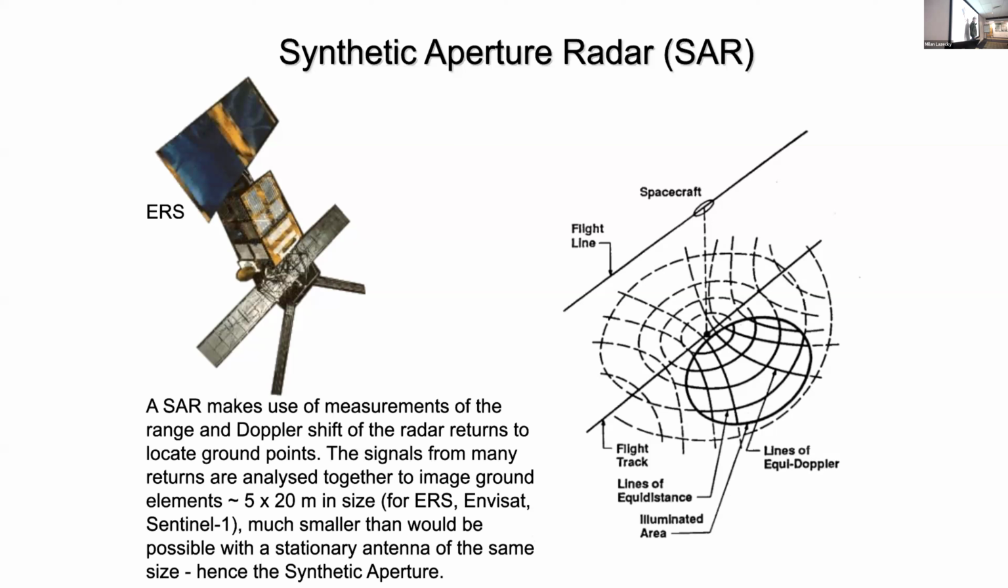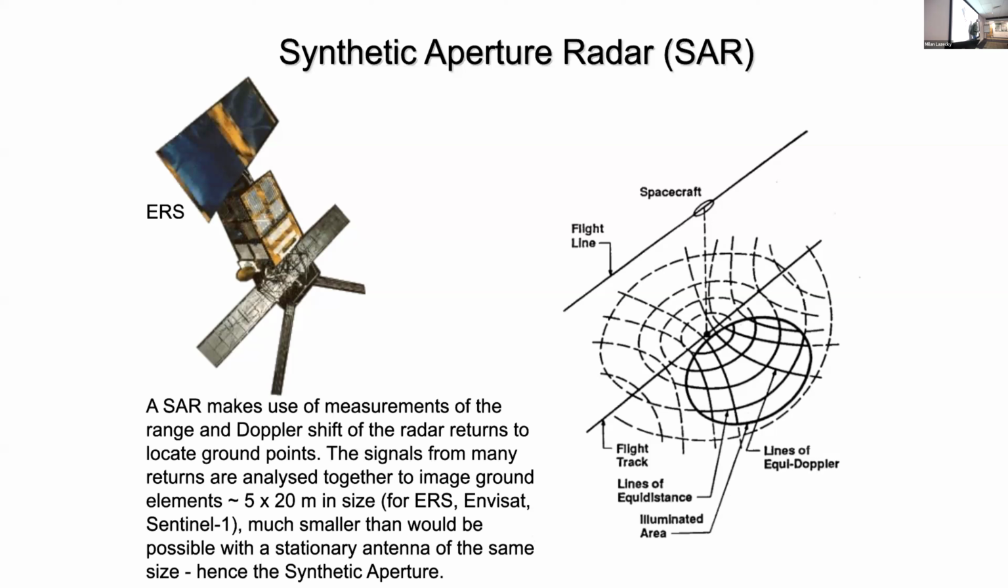Now I'm going to periodically stop and ask you questions. So radars always look sideways. Why don't we look straight down? What would be the problem if we were looking straight down? Okay, I've got one here. Because everything would measure the same distance, we cannot differentiate between different points on the ground.